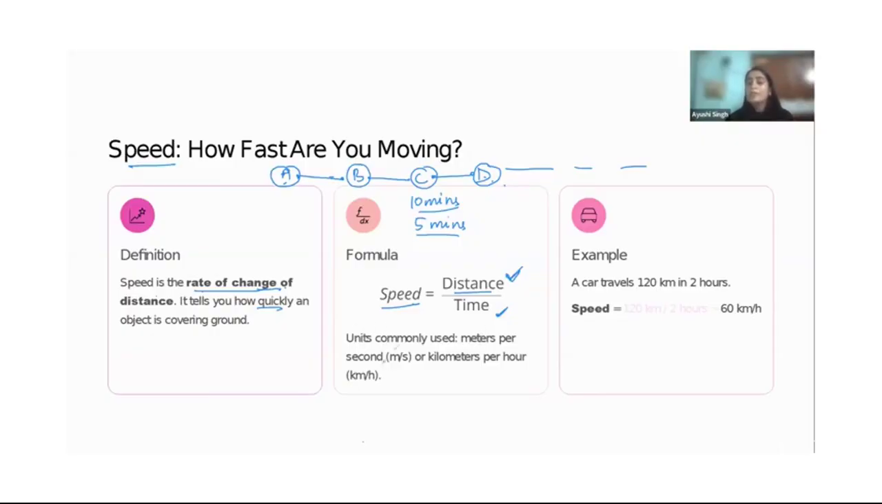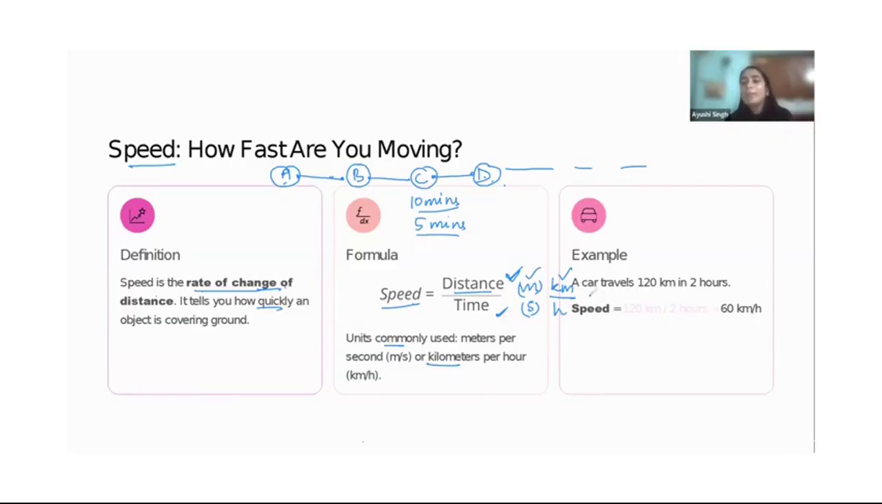Now the units which are usually used would be meter per second. That means in 1 second, how many meters are you going? In another second, how many meters do you go? Or we can use different units like kilometers per hour also. So if you're traveling to a very far place where you have to travel kilometers and kilometers, and the travel will be for hours and hours, then you can use this unit. Otherwise, for short distances, you can go with meter per second as well.